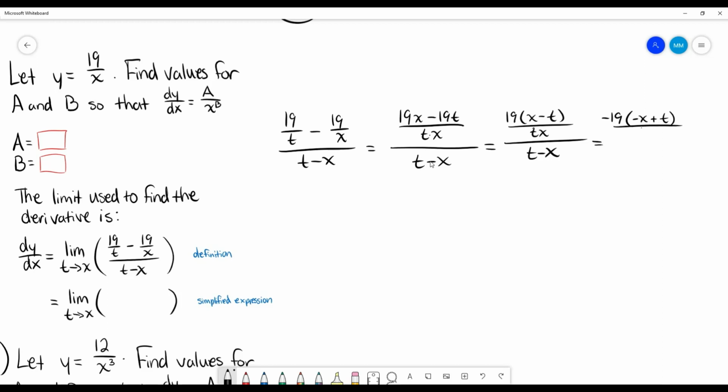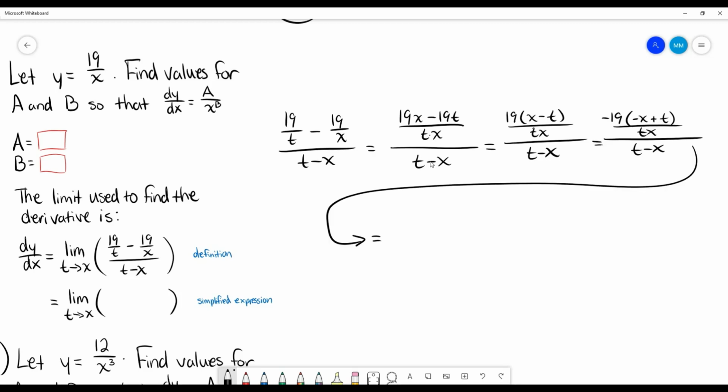right? And then again, still all over t minus x. And now this, because it's addition, we just move them around. So I'm going to bring that down over here. I'm going to say it's equal to negative 19, and it's a negative x plus t, which I can rewrite as t minus x, right? All over this, all over this, right?